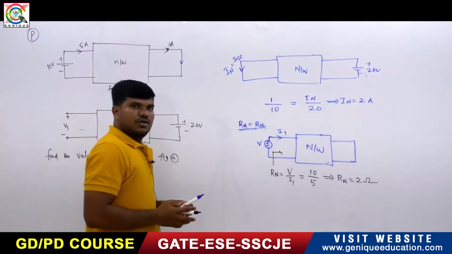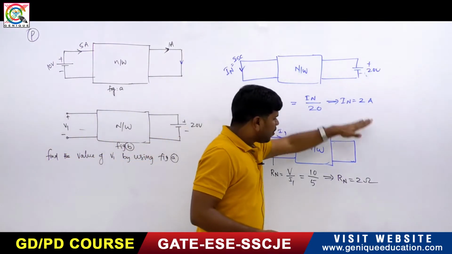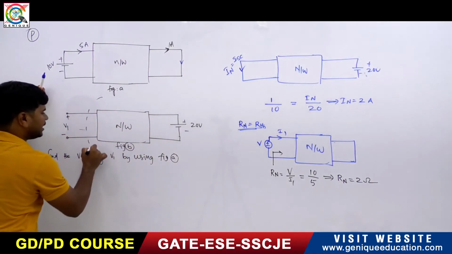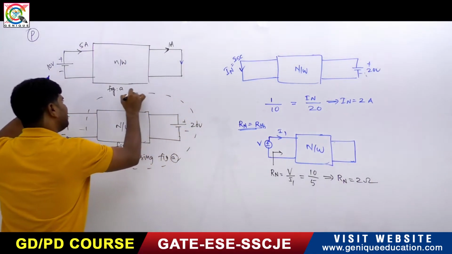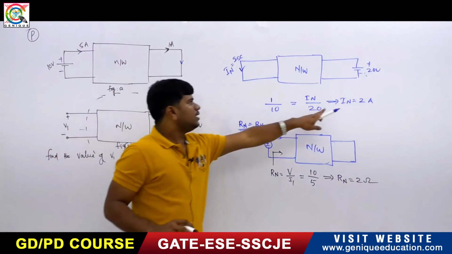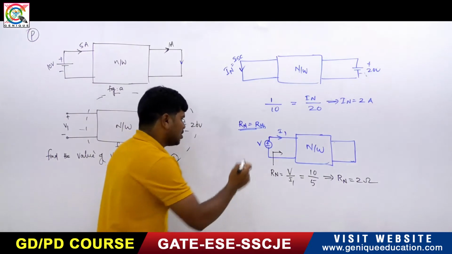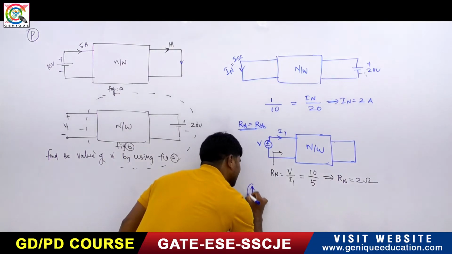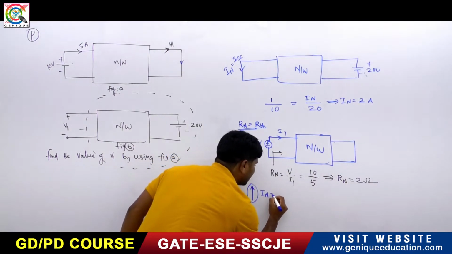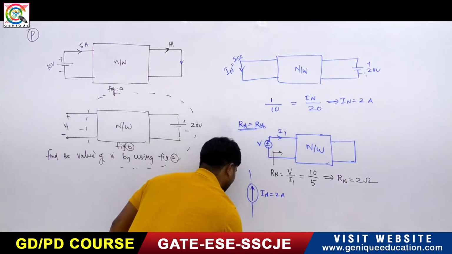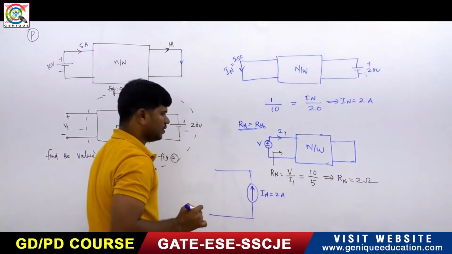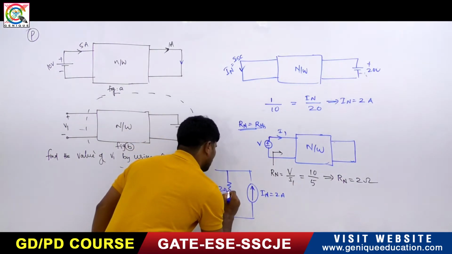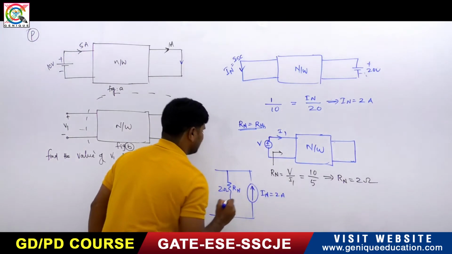So IN is already found, Rn is also already found. This entire given network can be replaced by one current source in parallel with a resistance. What is that current source? The short circuit current, IN, equal to 2 amperes, in parallel with the resistance Rn, which is 2 ohms.